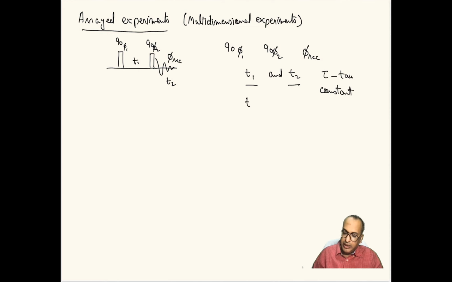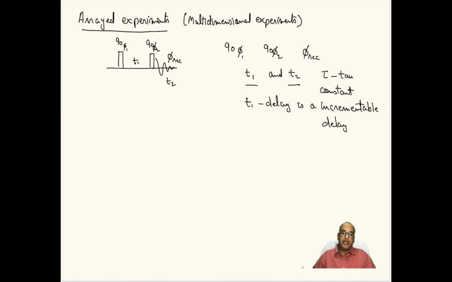whereas T1 is an incrementable delay. What does it mean? What is an incrementable delay? Or we can say that T1 is variable. Okay, what is an incrementable delay? What is a variable delay?